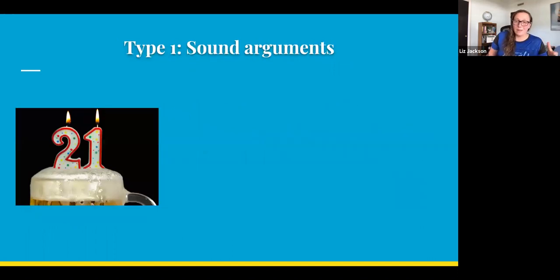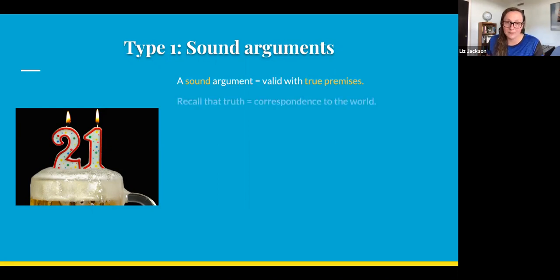Okay, so type one of ways an argument can be good is what's called sound arguments. And in fact, in most critical thinking classes, they probably really just focus on sound arguments, but we're going to talk about reasons why sound arguments have limitations as well, and why we should think about these other two kinds of arguments too. So a sound argument is an argument that is valid and has true premises.